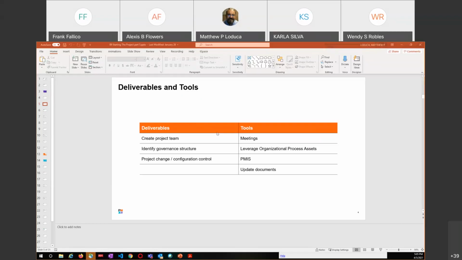So our deliverables and tools here: we're going to create a project team, identify governance structure, project change configuration control, and the tools we'll be using: meetings, leverage organizational process assets. There's the PMIS, the project management information system, and it will update documents. Pretty simple stuff. I don't know if you need to memorize that, but something to keep in mind here.